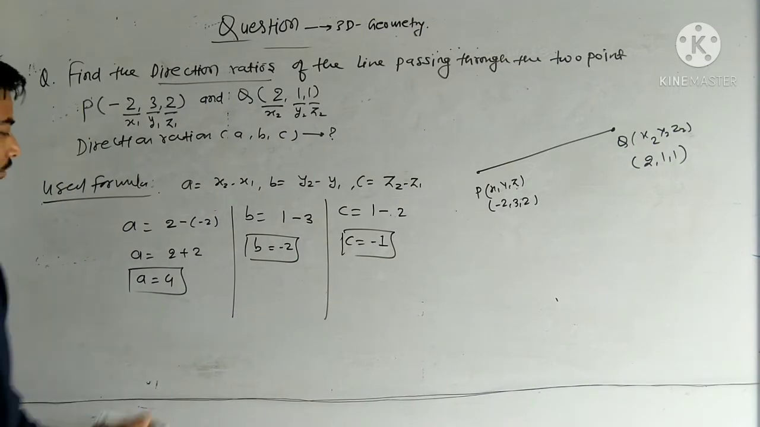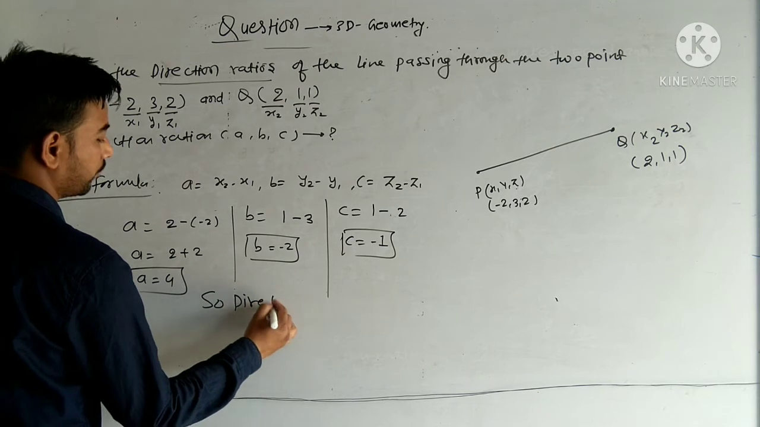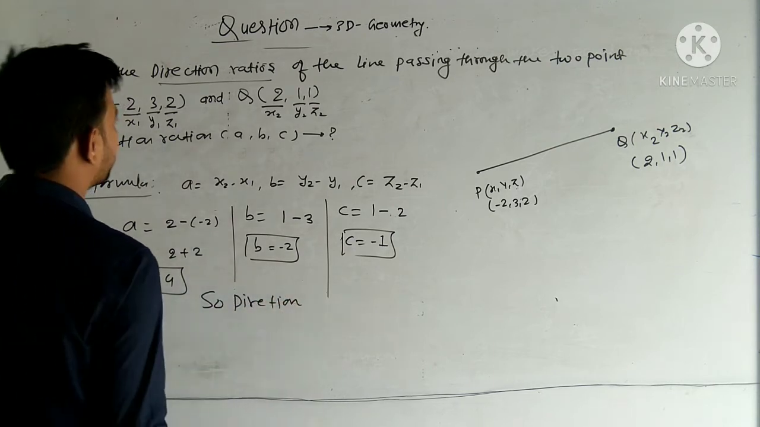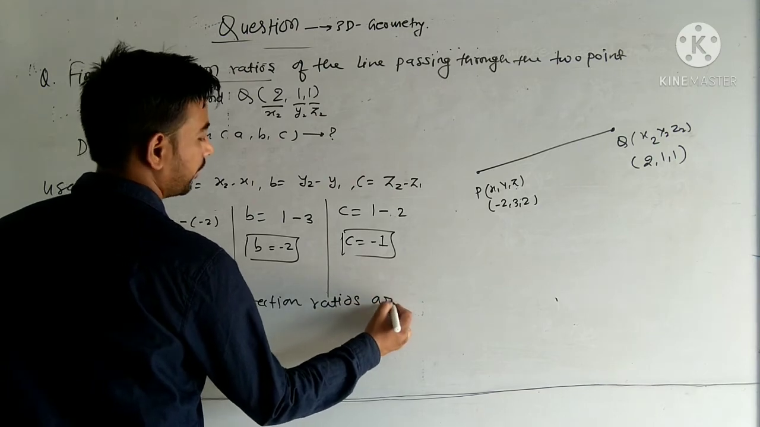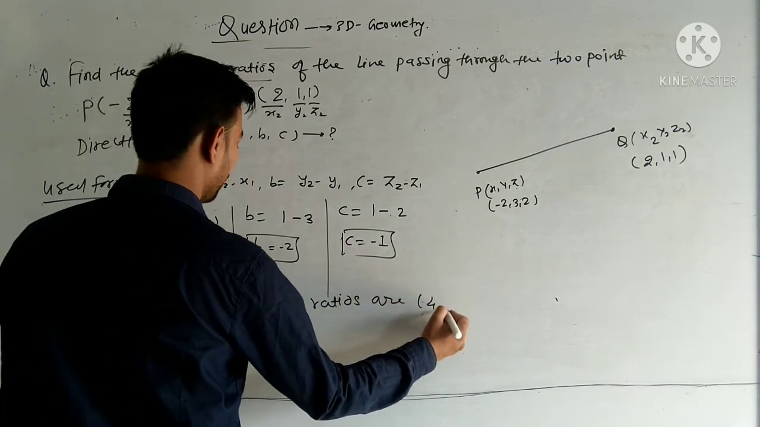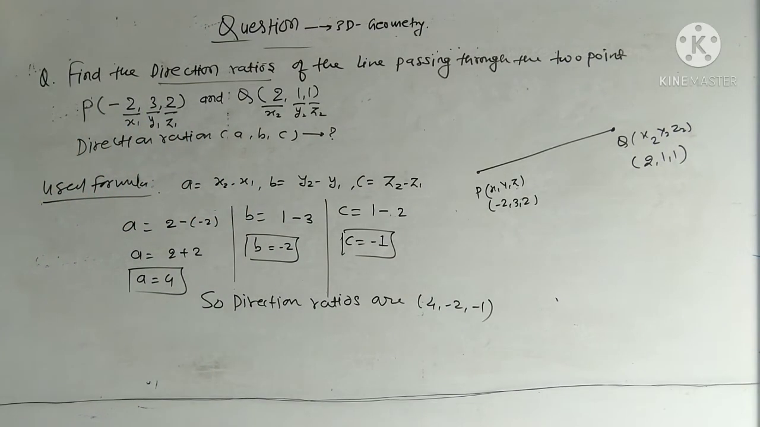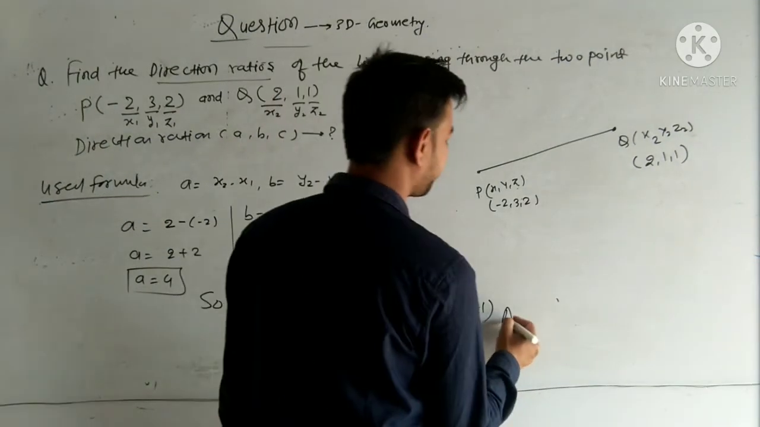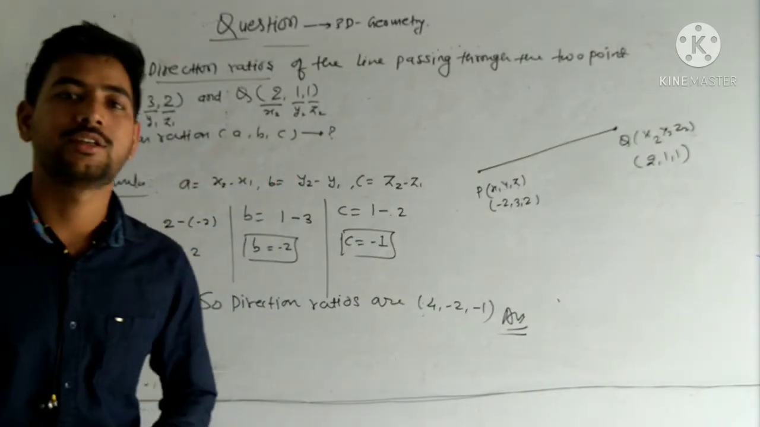Okay. So the direction ratios A, B, C are 4, -2, -1. This one is the answer. So everyone, you can find like this, no problems.